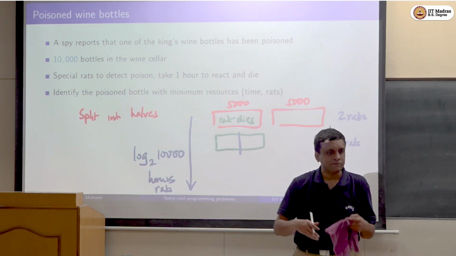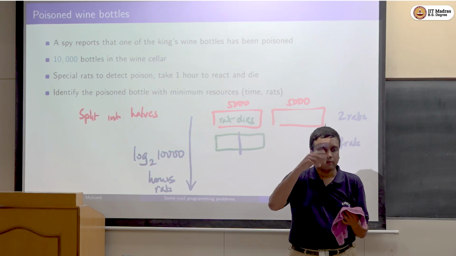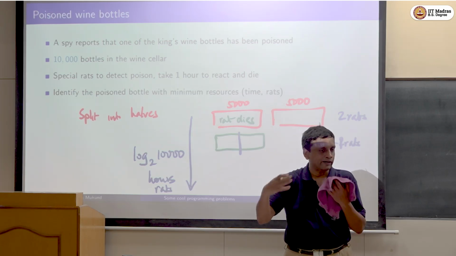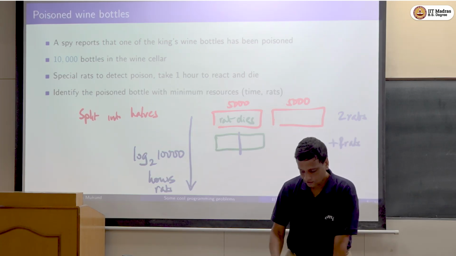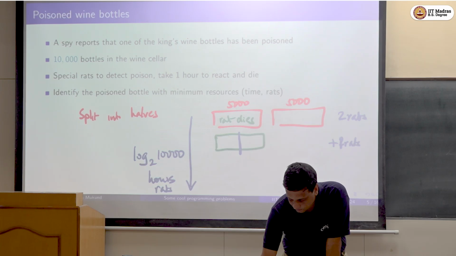I mean, as many times as you run the test, you have 1 plus that many rats, because each time you have to add a new rat. Good. So now can you do a little better than this? With 10 rats, you can do 10 splits. Log 10. How are you going to do 10 splits?